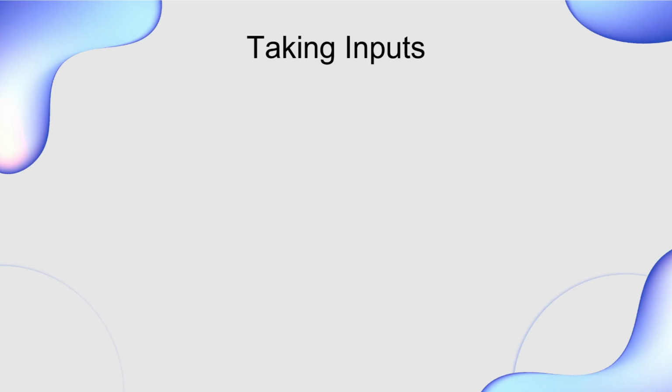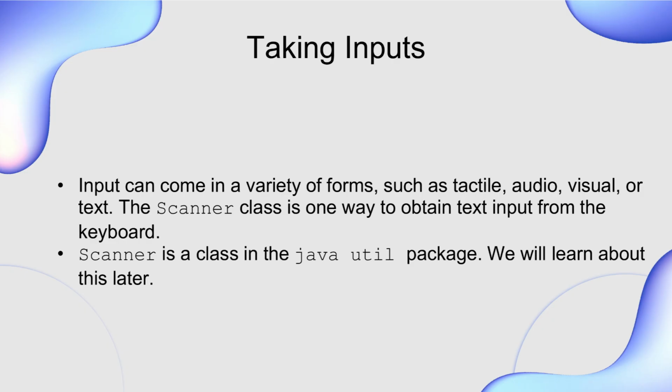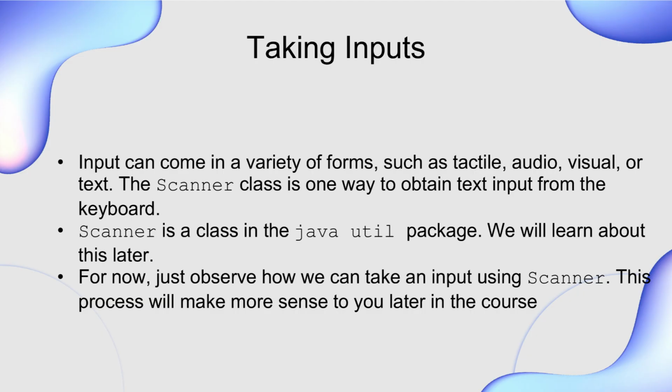Now let's talk about taking inputs. Input can come in a variety of forms such as tactile, audio, visual, or text. The Scanner class is one way to obtain text input from the keyboard in Java. Scanner is a class in the Java util package. We will learn about this later. For now, just observe how we can take an input using Scanner. This process will make more sense to you later in the course.